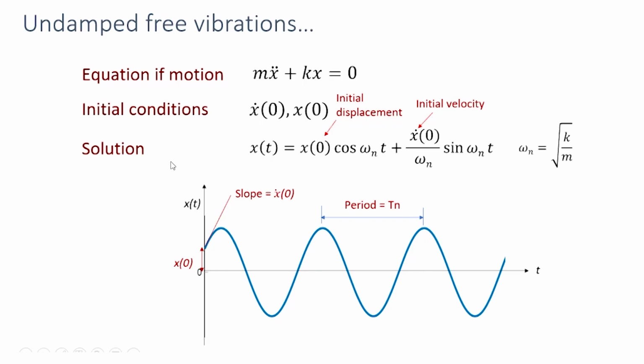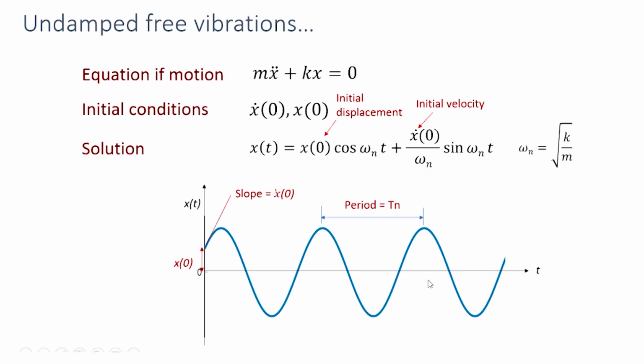The solution of this differential equation can be represented as this, that is, the displacement at any time t is equal to the initial displacement multiplied by cos omega n t plus the initial velocity divided by omega n multiplied by sin omega n t. And we know that omega n is equal to root of k by m. k is the stiffness of the structure and m is the mass of the structure. So all the variables in this equation are known now.